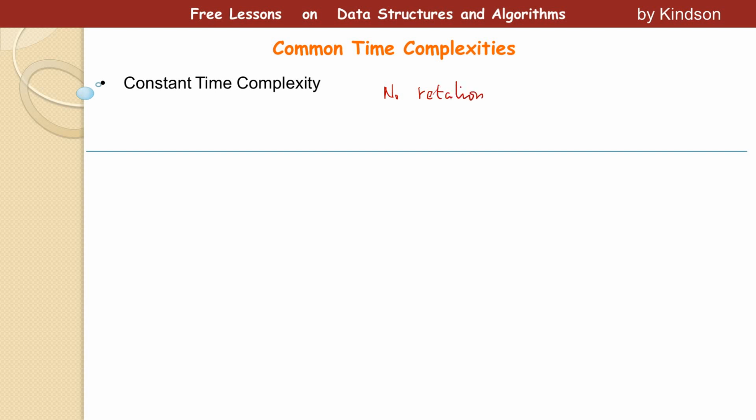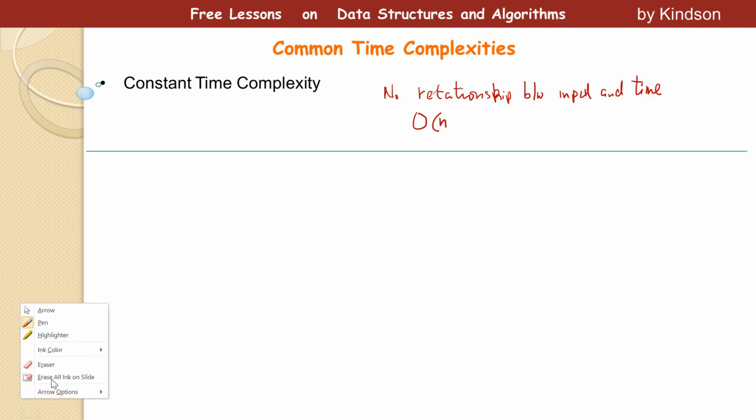No relationship between input and time. So in this case, it is order of, sorry, this is not order of n. Let me erase this. So when it's this case, we have order of 1. So when there is no relationship between the input and the time, we have order of 1.